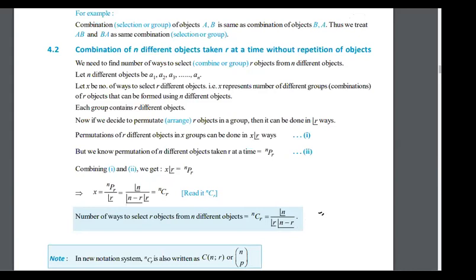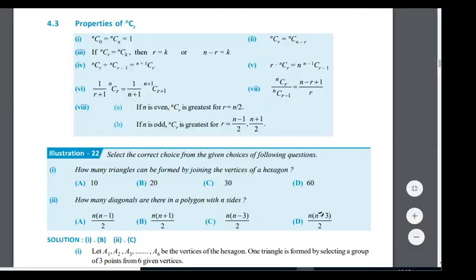Now, in the last class, we discussed the properties. That's what we solved in the last class. Let's see what properties we discussed. We discussed this property: nCr is equal to nC(n minus r). Yes or no? And we discussed this property.